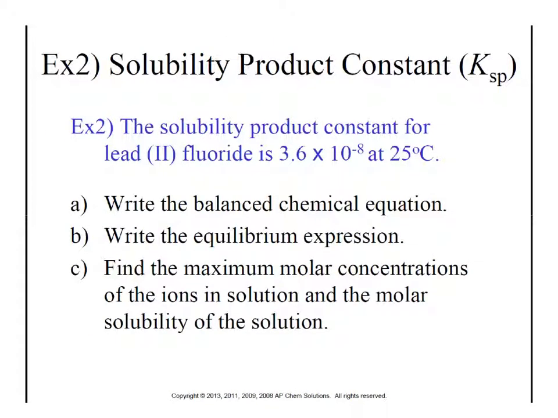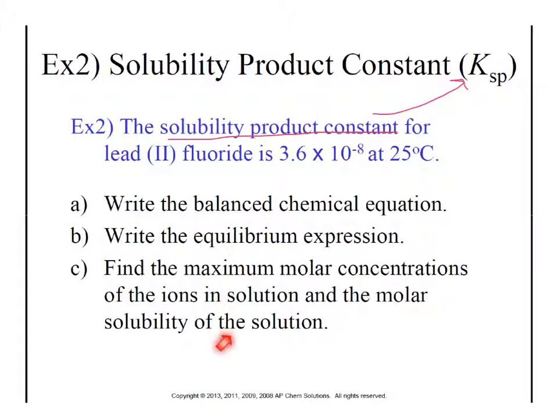Alright, so let's practice with this. The solubility product constant for lead 2 fluoride is 3.6 times 10 to the negative 8th, and that's at 25 degrees Celsius. Keep in mind, they don't refer to this as equilibrium, but that's exactly what it is. They call it the solubility product constant, but just remember when you see this term right here, what they're referring to is KSP. So solubility product constant is KSP.